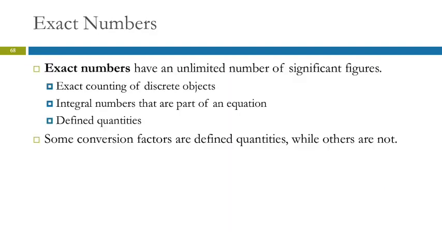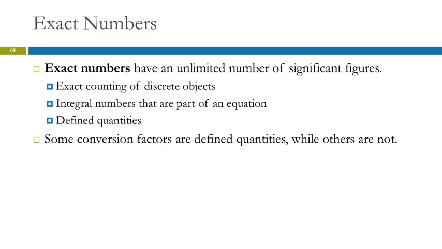And then we have exact numbers. So if I hold up fingers, how many fingers am I holding up? 3. Is there any uncertainty in that? No. 1, 2, 3, exactly 3 fingers. That's an exact number. We can say that it has an infinite number of significant figures, because we could say 3.00000, and you could say 0 all day long, and it would still be true, right?